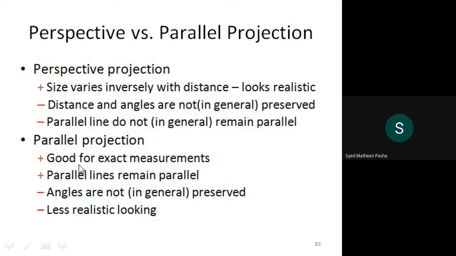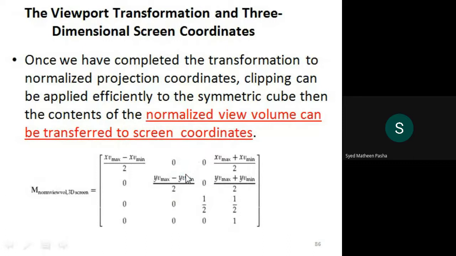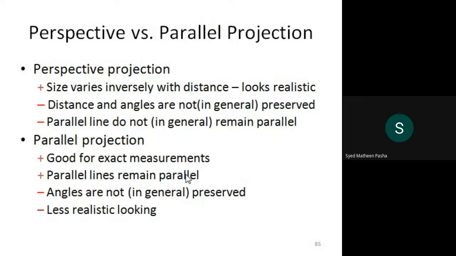What about in parallel projection? What is the advantage? Exact measurements can be done. Then parallel lines remain parallel. That is an advantage. Here, distance as well as angles are actually not preserved. Similarly, here distance is calculated and preserved, but the angle of that particular area is not actually preserved. Then it is less realistic looking. That is, it is not much implemented in real-time scenarios. That is the simple comparison between parallel and perspective projection.